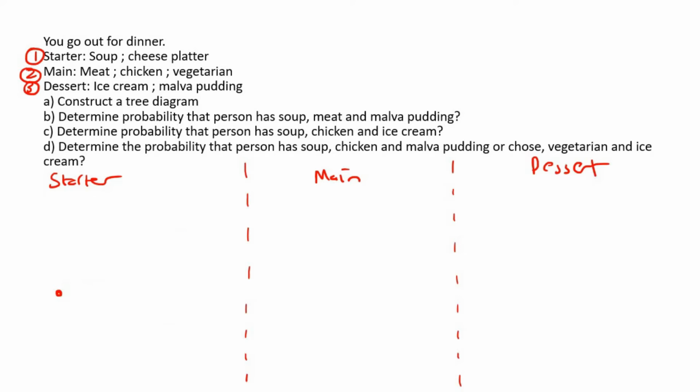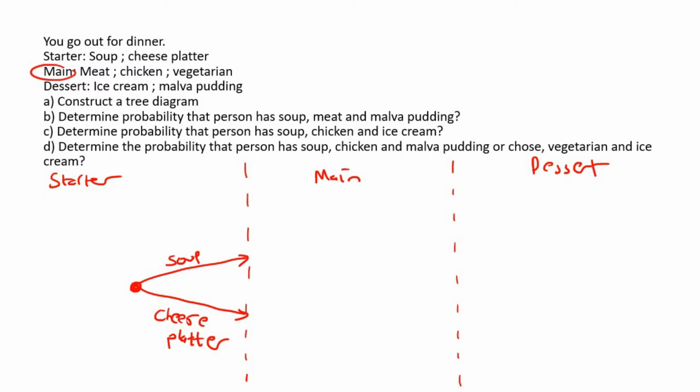No, that isn't going to work, because this diagram is going to get quite big. I need to make it a little bit smaller. So there, and there, okay? And we could say soup and cheese platter. I'll have a cheese platter to start. Thank you. Soup and cheese platter. There we go.